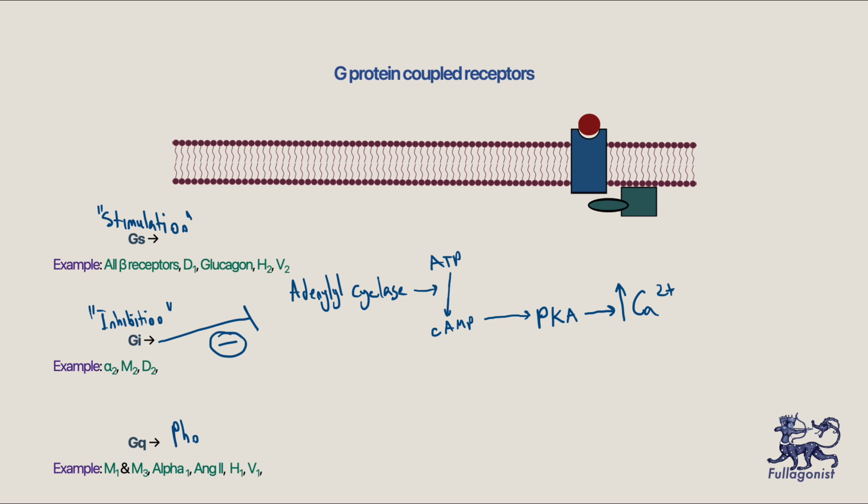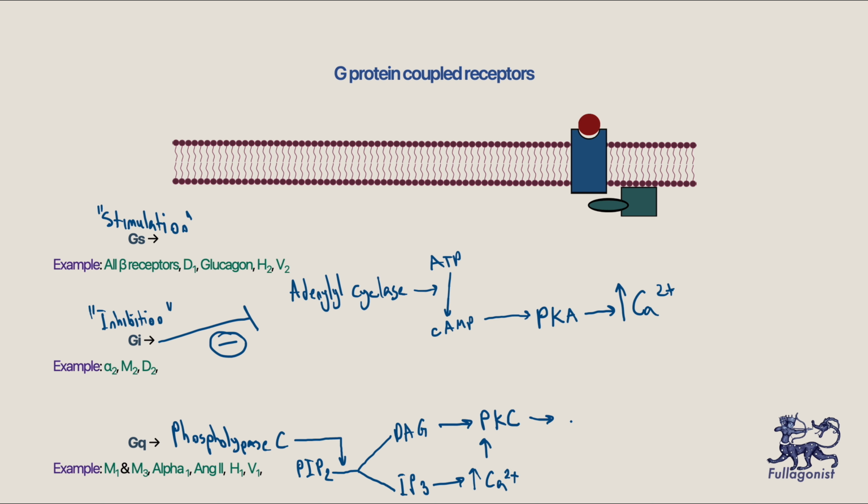GQ protein activates phospholipase C. This leads to breakdown of phosphatidylinositol bisphosphate into diacylglycerol and IP3. IP3 increases calcium release from the endoplasmic reticulum. Then, together DAG and released calcium will activate protein kinase C, which leads to smooth muscle contraction. Examples of the GQ-coupled receptors are muscarinic 1 and 3, alpha-1 adrenergic, angiotensin 2, H1 for histamine, and V1 vasopressin receptor. We'll talk about these receptors in detail in autonomic pharmacology.